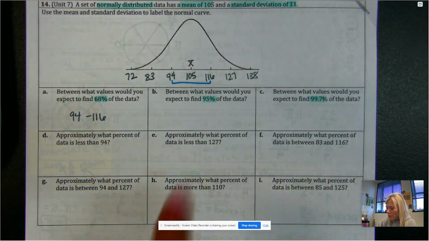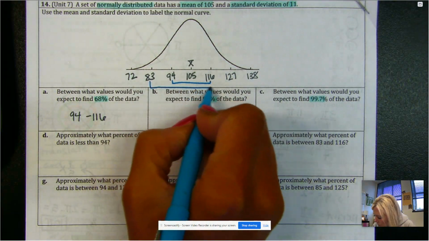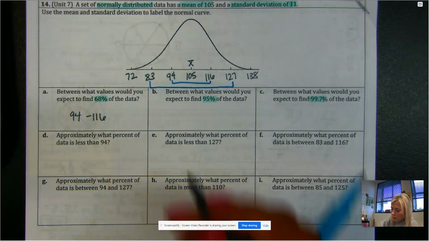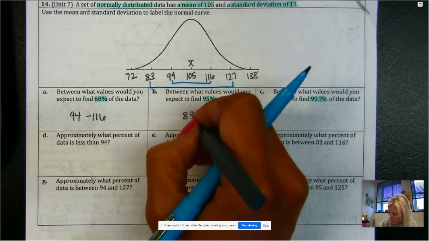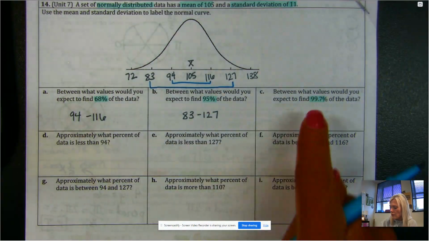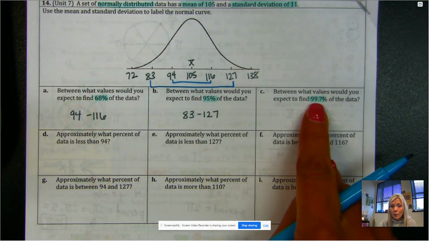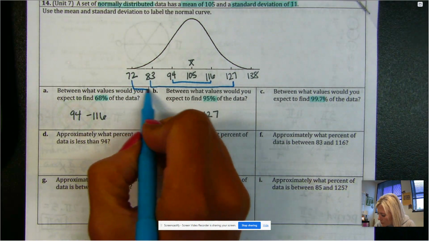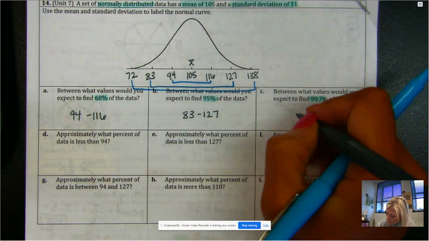And then for 95% of the data, we know that 95% of the data will be within two standard deviations of the mean. So the values are 83 to 127. And then finally, where would we expect to find 99.7% of the data? That's going to be within three standard deviations of the mean. So 72 to 138.